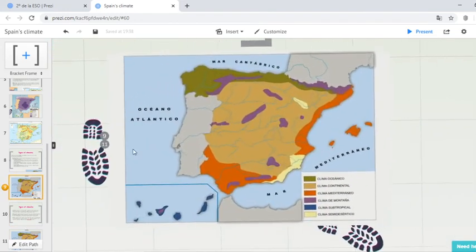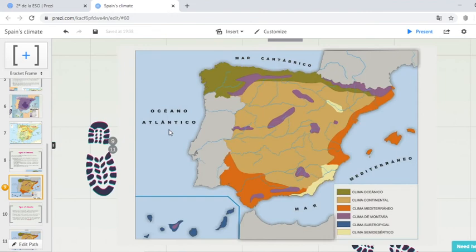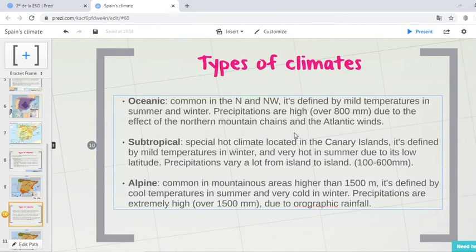Finally, the last one is the alpine or the high mountain climate, found here in the purple stains across the Iberian Peninsula. Obviously, they are located in the high mountain areas, alright, in the high mountain chains. So in the Pyrenees, in the Cantabric Mountains, Central System. This is pretty different from the previous climates or subclimates. Basically, in the alpine climate, temperatures are extremely low, both in summer and winter, basically because of the altitude factor.